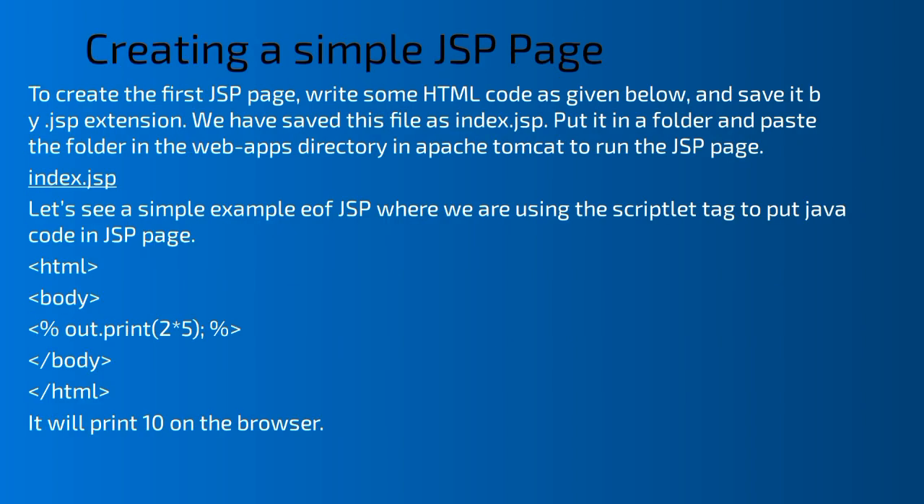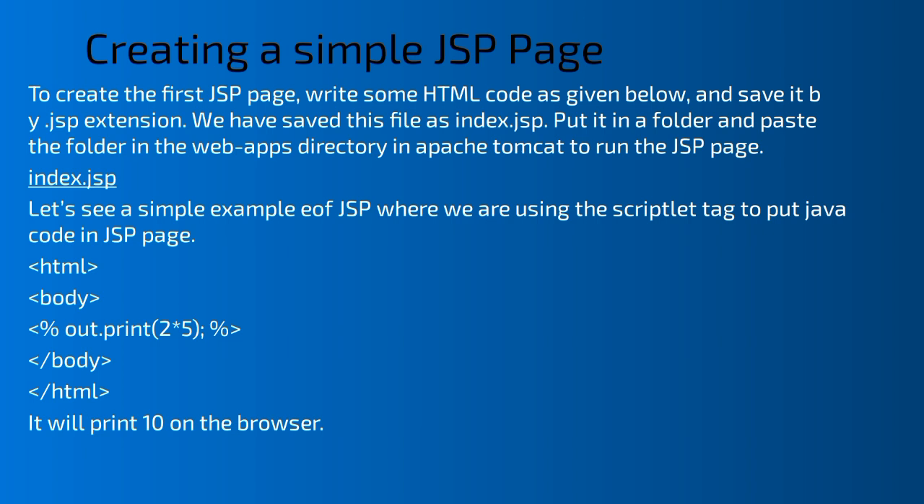Then we conclude by creating a simple JSP page. To create the first JSP page, write some HTML code as given below and save it with a .jsp extension. We can save this file as index.jsp, put it in a folder, and paste the folder in the webapps directory in Apache Tomcat to run the JSP page. Here in the example index.jsp, let's see a simple example of JSP where we are using the scriptlet tag to put some code in the JSP page.